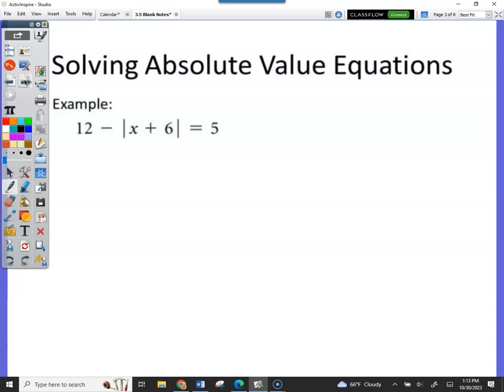Some people look at these problems too quickly and they just see a 12, they see a minus, and then they'll add 12. If I add 12 to both sides, I would end up with 24 on the left, which is not helpful. So look at the sign in front of it right here, it's positive. So I'm going to subtract.